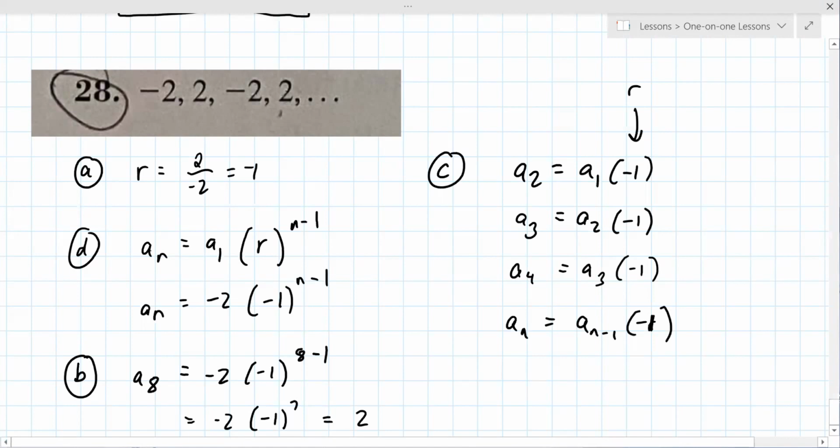Okay, on to the next column. I see question 31 circled. Yes.